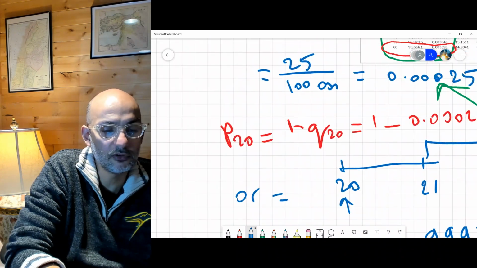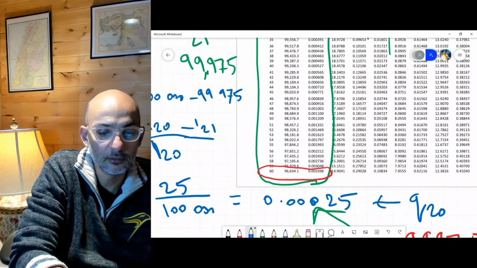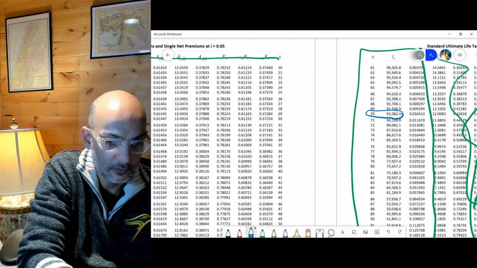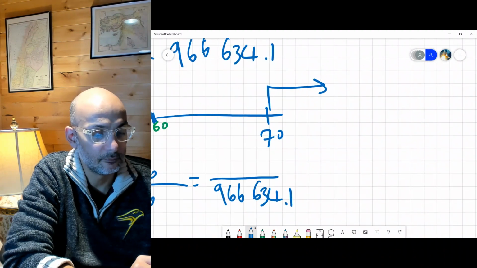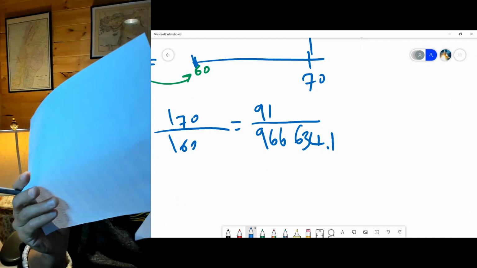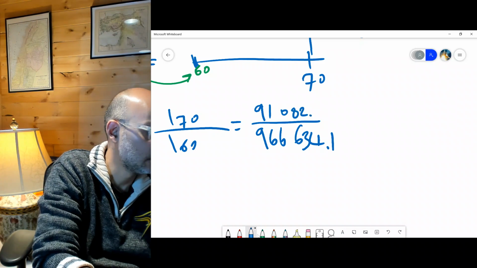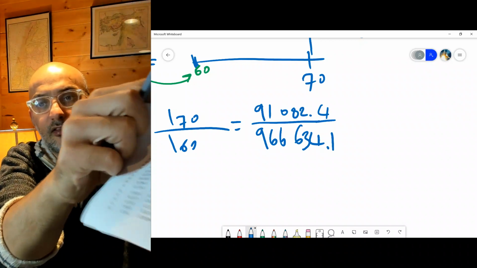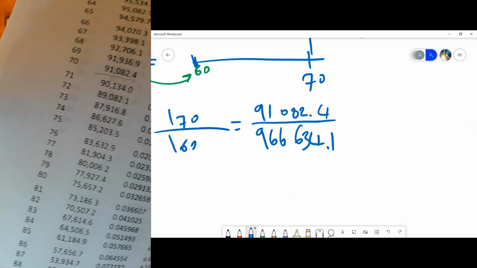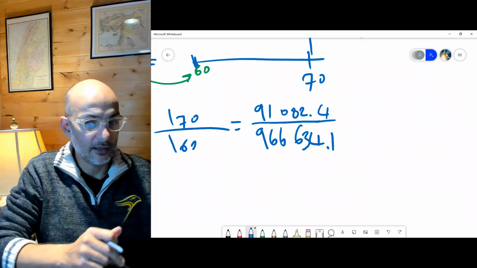I'll go back just to help you see where I'm getting it. This is the table. You don't have 60 on the first page here, right? You flip the page, which I already downloaded for you, and you will see L70. It's 91082. Just to double check, I will look at it one more time. Again, this is the life table you need to look at. Do you see it? It's underlined in pencil. Once you do that, you use your calculator.